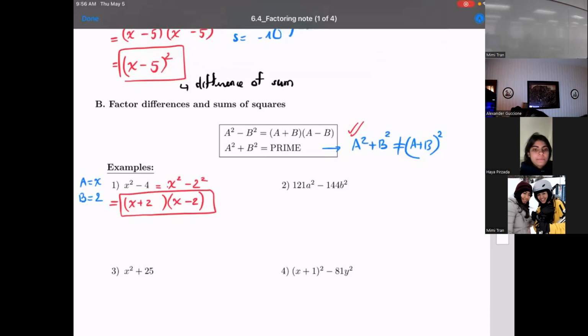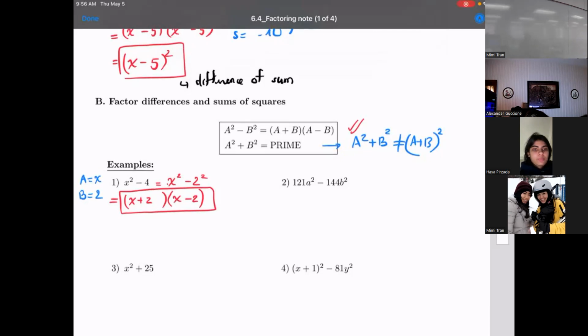Number two, we're almost done. We're only a few more problems. What do you think I should rewrite it as? I need something like blob square minus blob square, right? So something square minus something square, so that I can make a difference of squares.